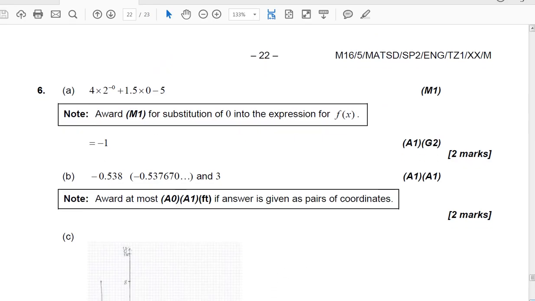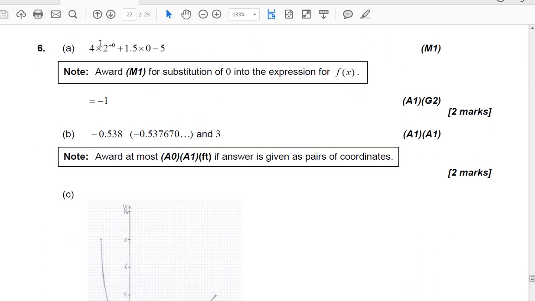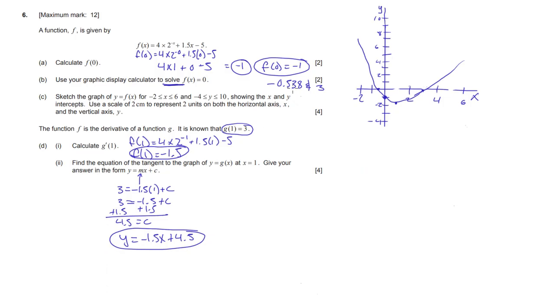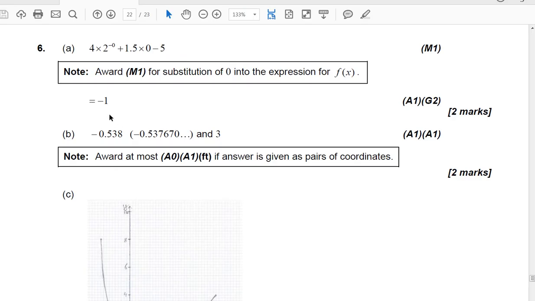So number 6, part A: 4 times 2 to the negative 0 plus 1.5 to the 0. Award a point for substitution, and then we end up getting negative 1. So there's our other point. Okay, we're good on that. For B, we got negative 0.538, I believe. Yep, there's our negative 0.538, and 3. So there's our two intercepts there.